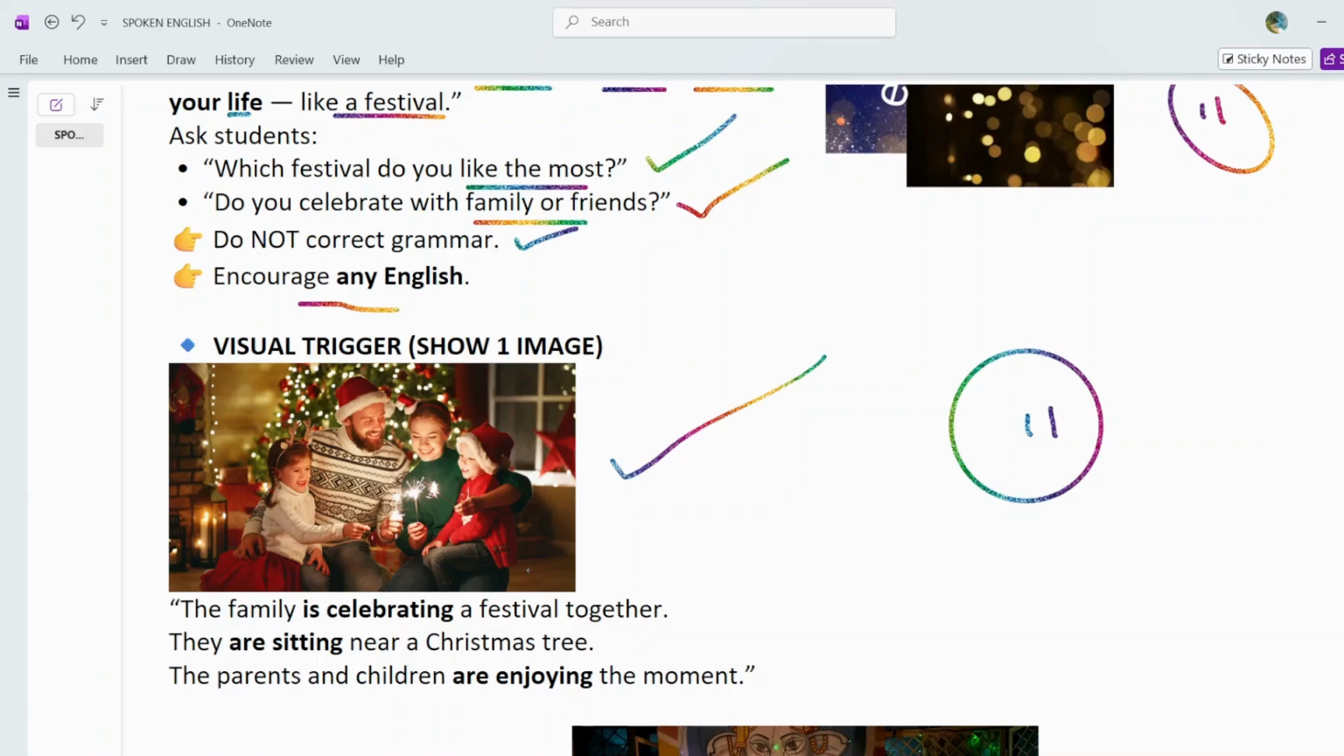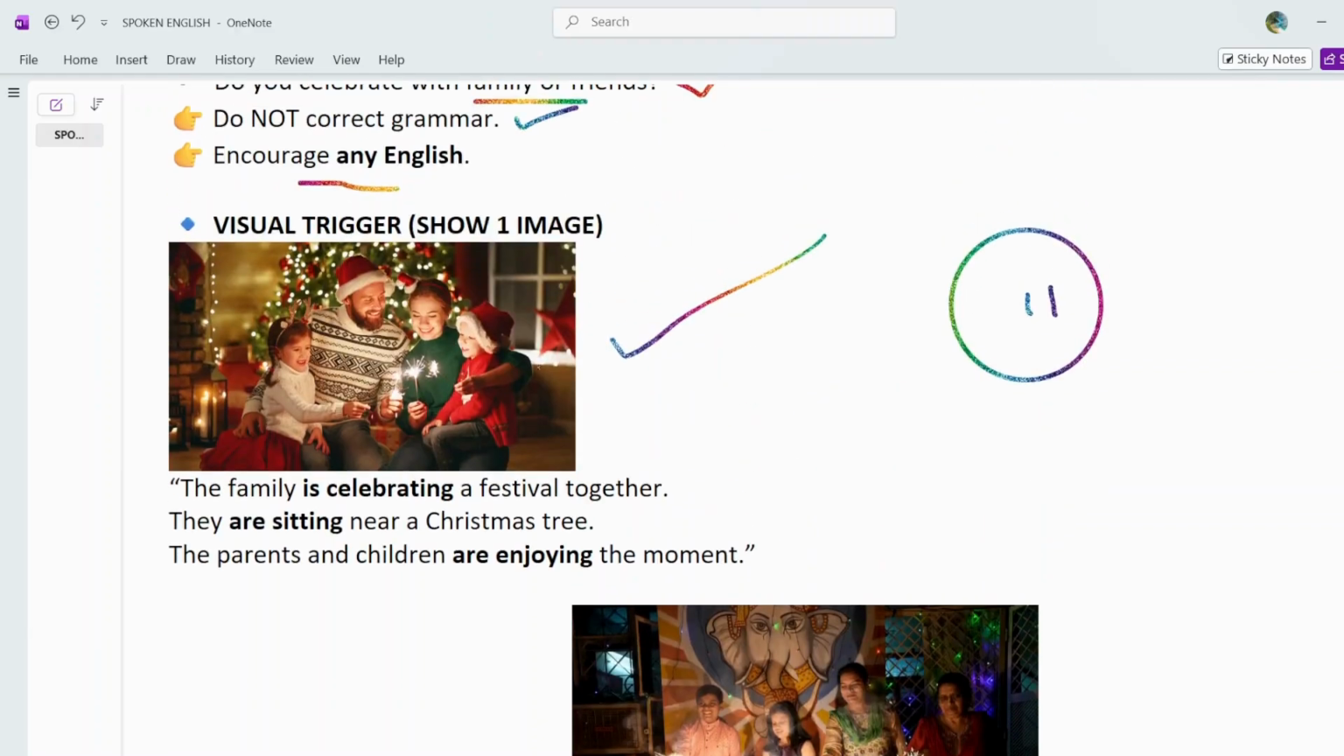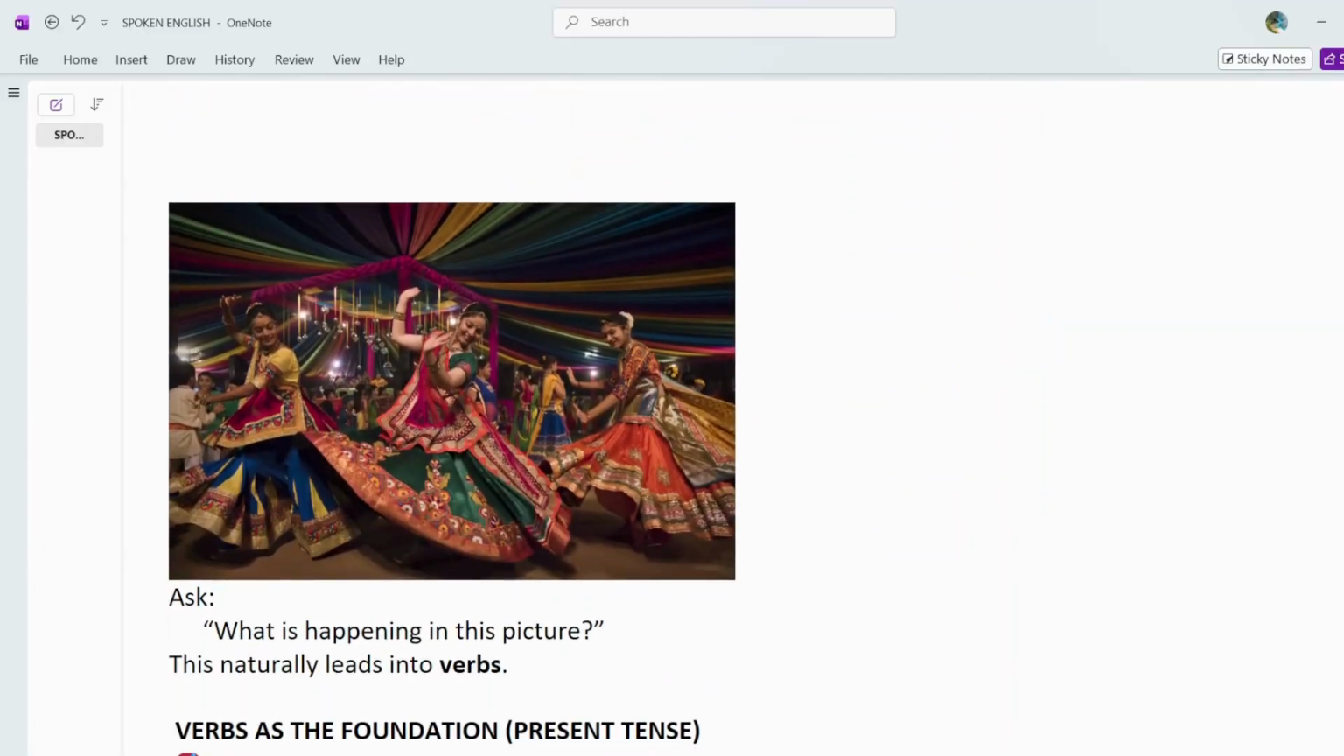Okay. Just look at this picture as well. This is our second picture for today, or I like to call it a visual trigger. Okay. Great. Look at the visual trigger, that is aka the image. All right. Let's look at the third image as well. Now, can you just look at the third image, that is this, okay? And answer what is happening in this picture.